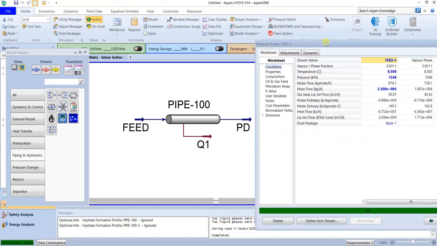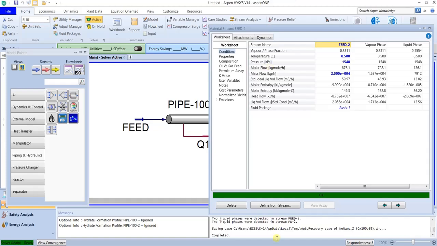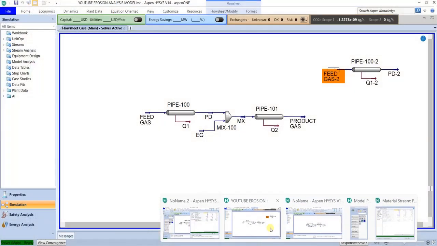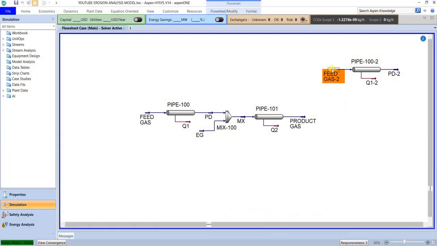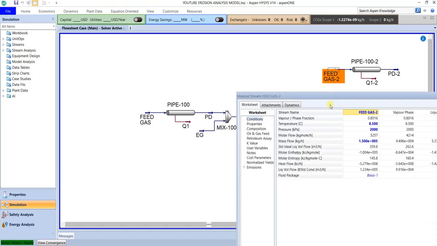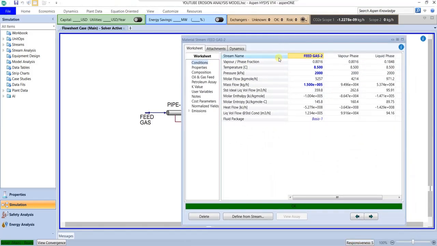So I will change it to what we have in the other model, right? The second pipe. So I will change it to the values we have in this. Now I'm increasing my pressure to about 2000 kPa, right?